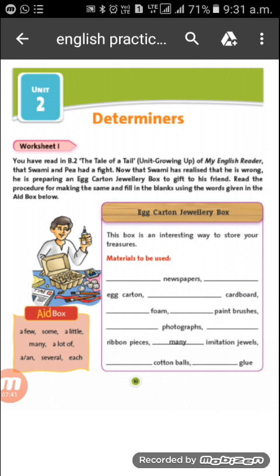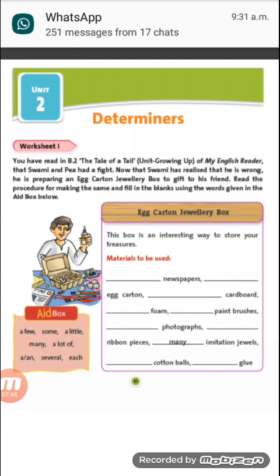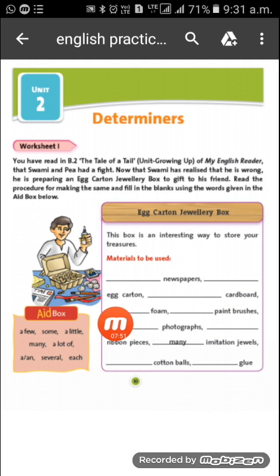So let us find out which materials will he use for making his egg carton. So he will use some newspapers and an egg carton. Now I have told you that singular vowel sounds, here egg. Sound of A is coming, and though the first letter is also a vowel and sound is also of a vowel. So here some newspapers, an egg carton and a cardboard. A cardboard, he needs only one cardboard, and C is a consonant. I have told you that singular consonant sounds. So we will use here a.